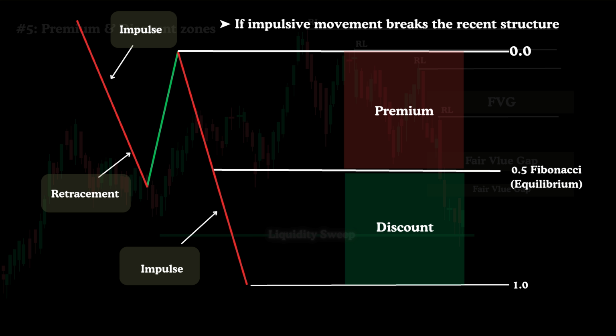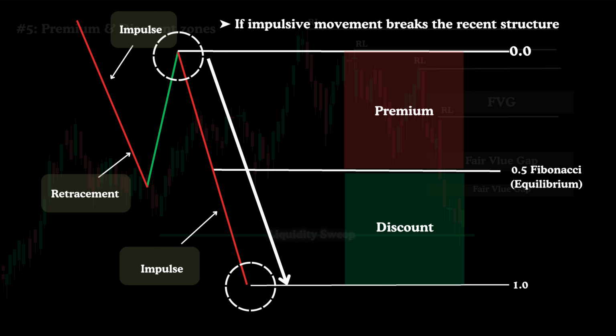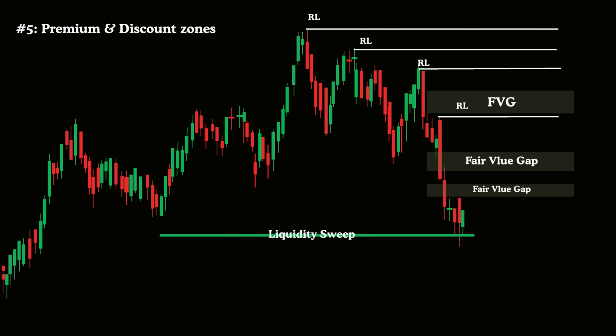These zones are considered reliable only when an impulsive move breaks the recent market structure. In a bearish scenario, the Fibonacci tool is drawn from the beginning of the impulsive move to its end. The same principle applies in a bullish scenario. Now, let's add the premium and discount zones to our chart.